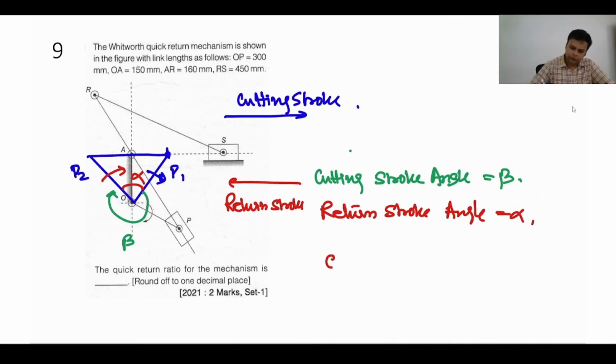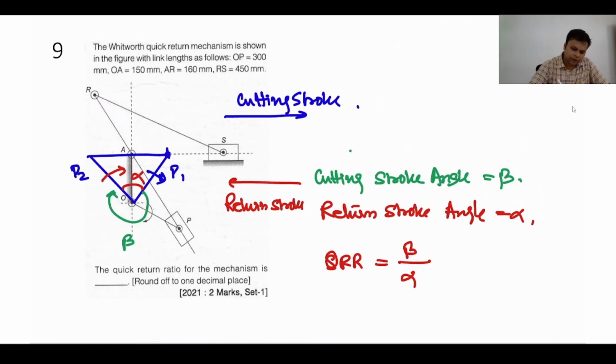So what is quick return ratio? Quick return ratio is given by the cutting stroke angle divided by the return stroke angle. So why is it known as a quick return motion mechanism? Because you can see the cutting stroke is taking more time, the return stroke is taking less time. So while cutting, it will cut very slowly, and while returning back, it will return back fast because it does not have any work to do. So beta by alpha. This is what you have to find out.